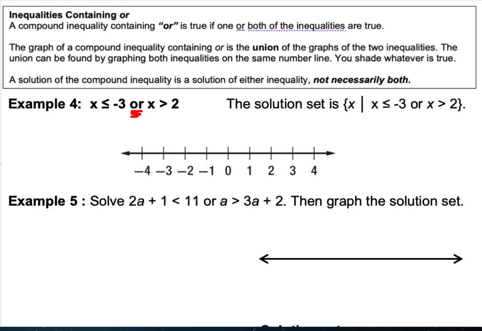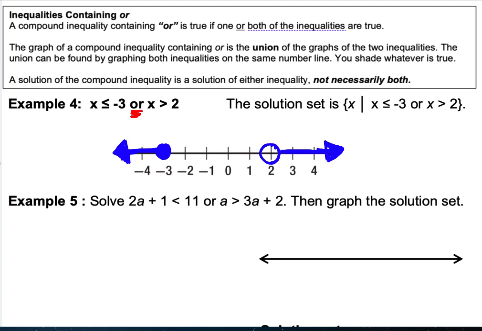So I have x is less than or equal to -3. So I want a closed circle at -3, and I want to shade numbers that are less than -3. So I'm going to shade going to the left. Or I want x is greater than 2. So I'm going to put an open circle at 2, and I'm going to shade numbers greater than 2. So my solutions are either numbers less than -3 or greater than 2.